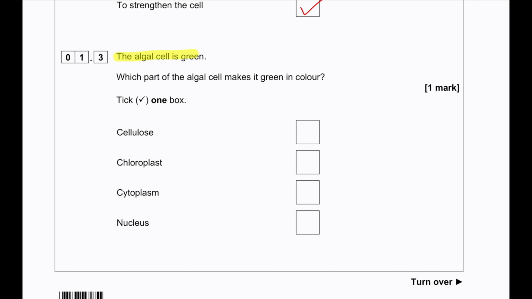The algal cell is green. Which part of the algal cell makes it green in color? Now, we know that chloroplast contains a particular pigment called chlorophyll, which is green in color. Chlorophyll is a pigment, and it is green in color. Cellulose is not green in color. Cytoplasm or nucleus, none of them have color. So it is the chlorophyll that makes the algal cell green in color.